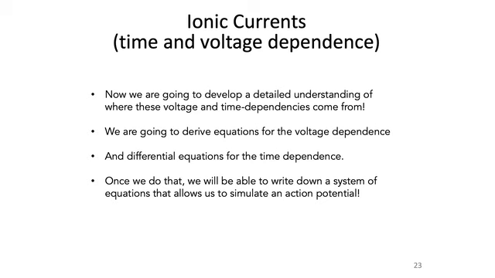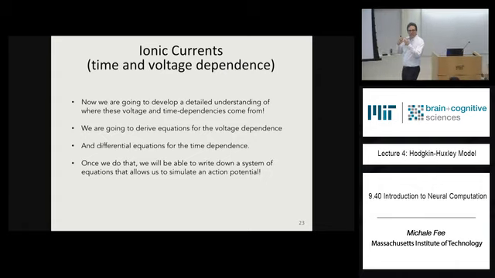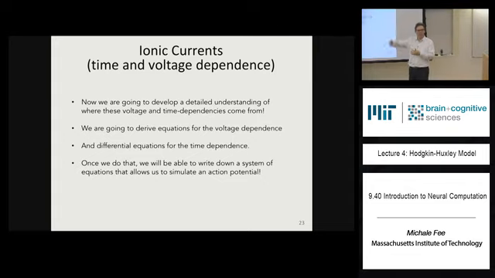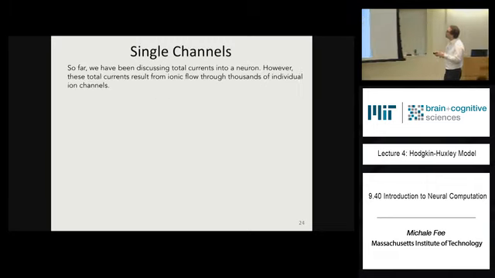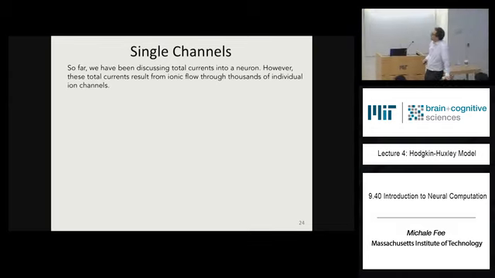And once we do that, we're going to have a simple set of equations. And not just equations, we're going to have a set of processes that we can think of as happening in a loop, in a for loop. That's our algorithm for an action potential. Okay? All right, so let's dive into single channels and see how they work.